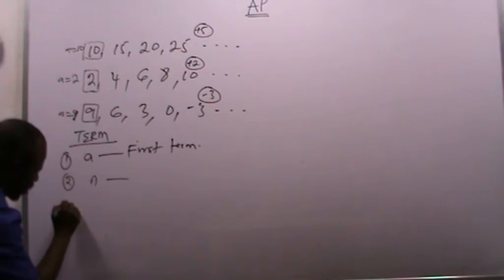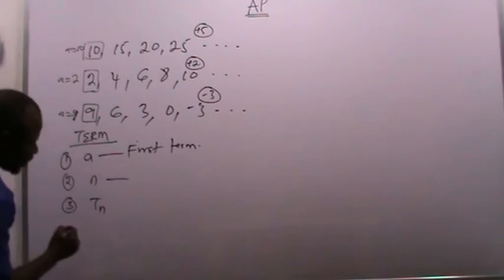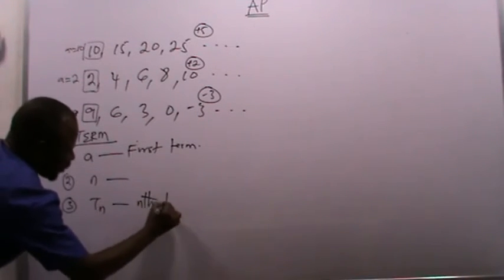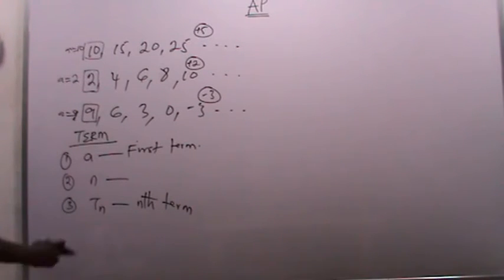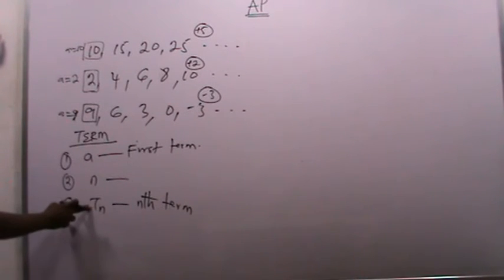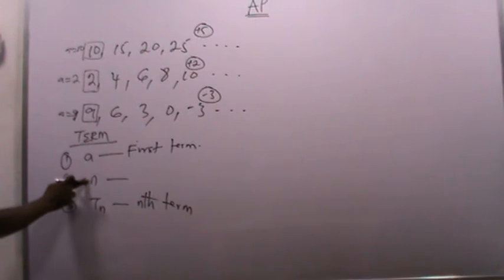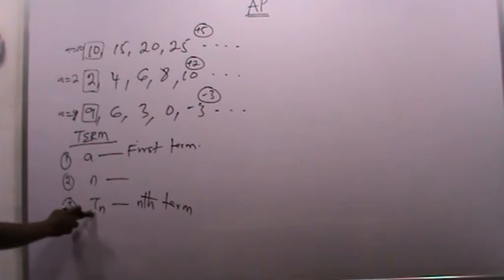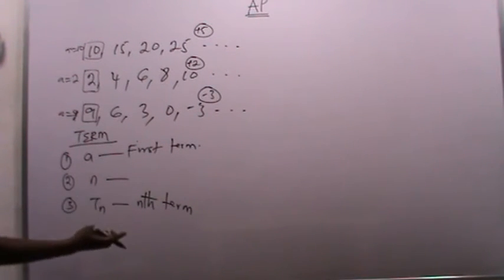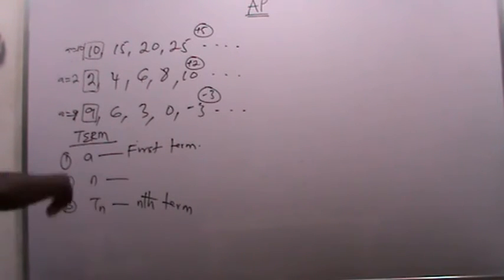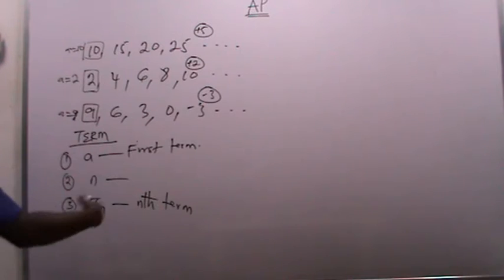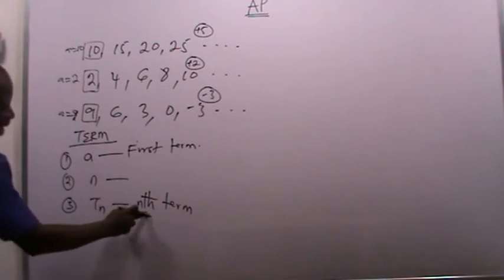Then we have number 3, Tn. This is called nth term. It is similar to n. The only thing is this one has term. Now, nth term simply means if n is 1, it means T1. If n is 2, it means T2. If n is 3, it means T3. If n is 4, it means T4. So you have first term, second term, third term, fourth term, fifth term, 100th term, 99th term, and so on. So Tn, that is nth term.